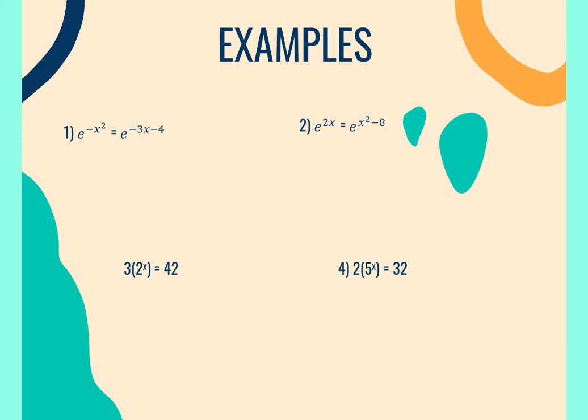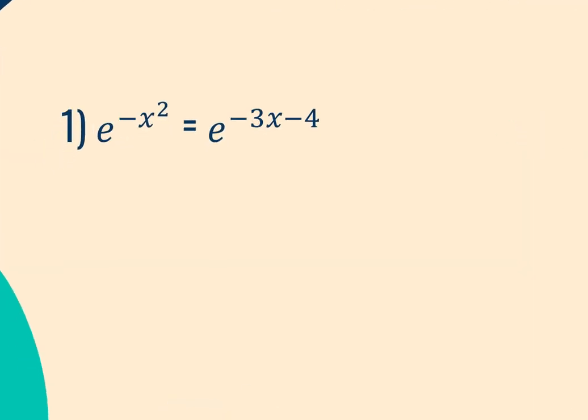All right, so look at 1. Are the bases on both sides of my equal sign the same? Yeah, even though they're e, they're still the same, right? So I could literally just disregard the bases and keep the exponents. Negative x squared equals negative 3x minus 4. Now what?